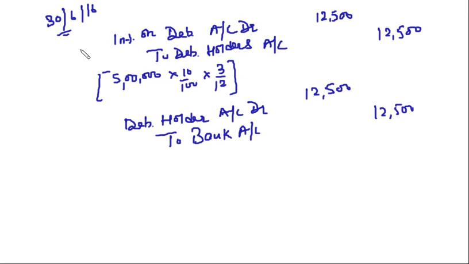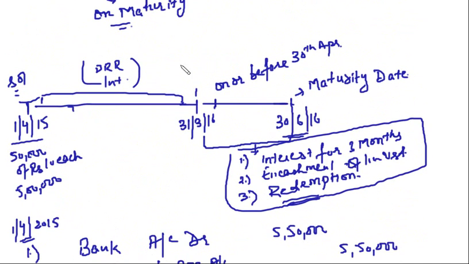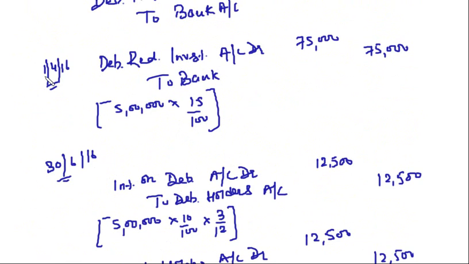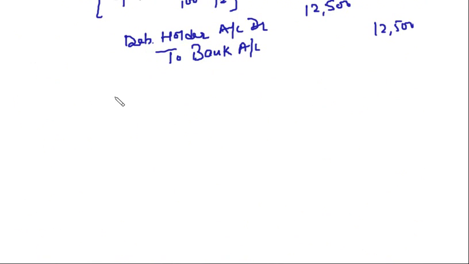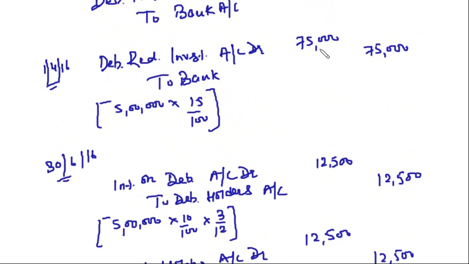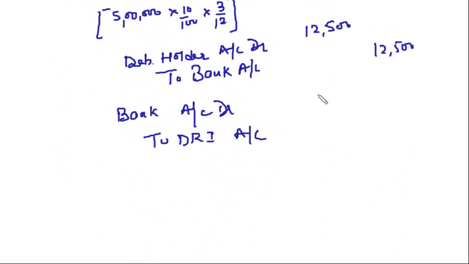Now on 30th of June 2016, you have the option of encashing these investments that you made on 1st of April. Right? You can encash these investments on 30th of June. So what will be the entry for that? Bank account debit to debenture redemption investment account. How much? You made an investment of 75,000 and you are now encashing these 75,000 by selling your investments. Clear? Now next, what you have to do?